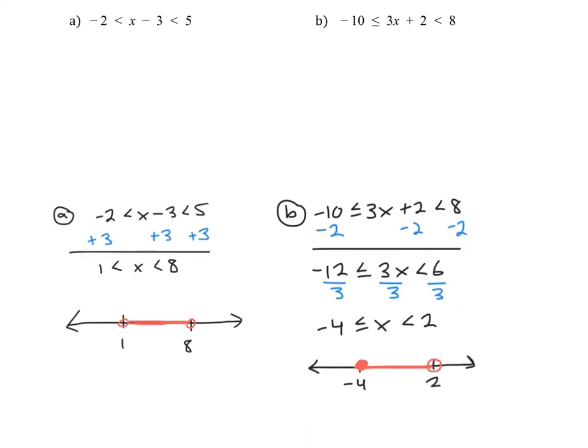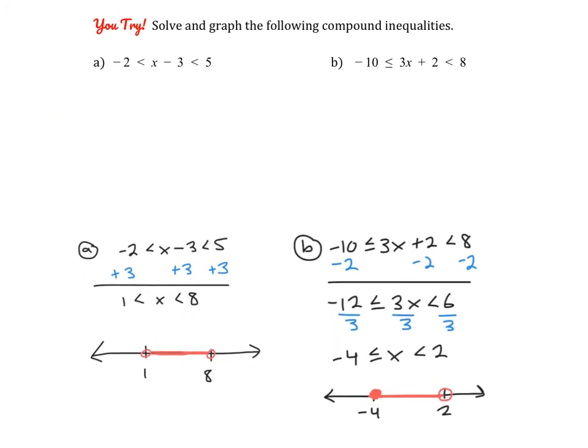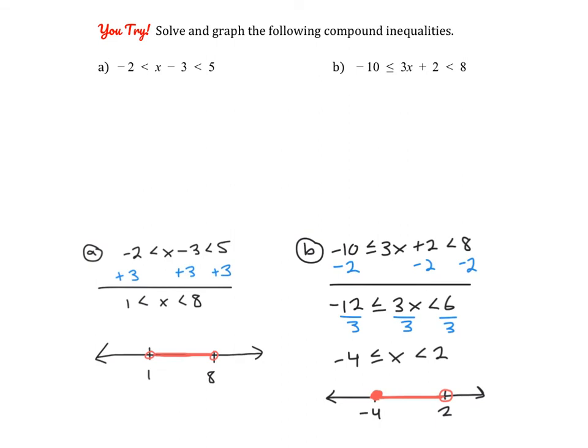All right, so let's have a look. For the first one here, we just add 3 to all 3 regions, and we get 1 is less than x is less than 8. So to graph it, 1 with an open circle is your lower boundary, and 8 with an open circle is your upper boundary.